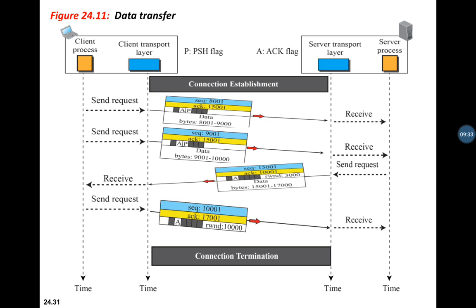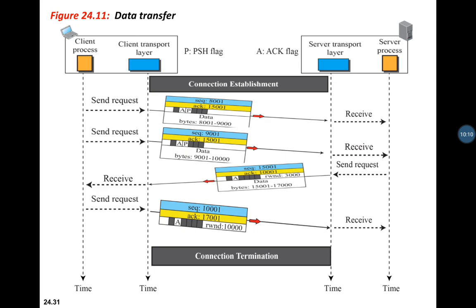So in this example you can see that the client sends around 2000 bytes of data in two segments. So it is divided as 8001 to 9000, then 9001 to 10,000. Here the server sends 2000 bytes in one segment. The client sends one more segment. So these are the segments shown. The first three segments carry both the data and the acknowledgement, and the last segment carries only the acknowledgement because no more data is to be sent.